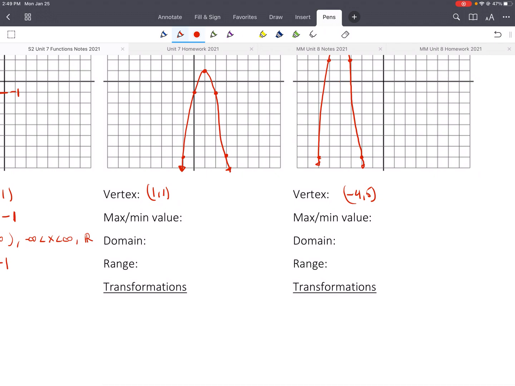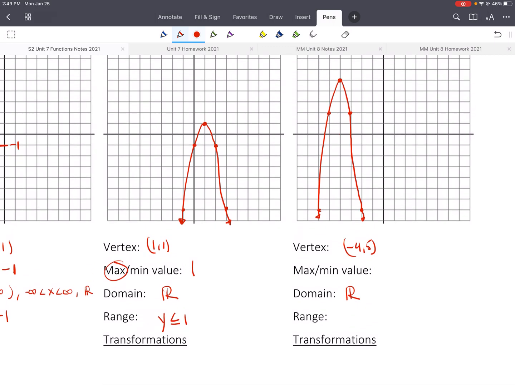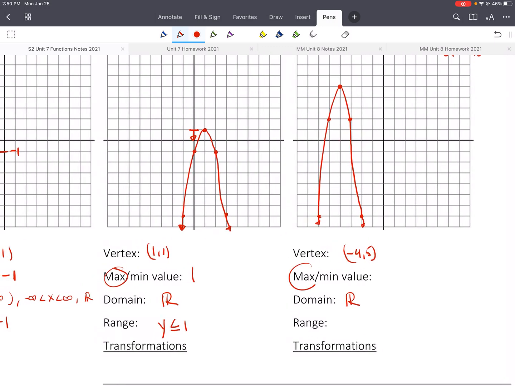So here we have a maximum value of 1. Domain, again, is all real numbers, and it's the same for this one. The range is going to be all y values less than or equal to 1. So if we look at our graph, we have y values here and below, nothing above that. So all y values less than or equal to 1. And then for the last one, we have a maximum of 5. And the range here is all y values less than or equal to 5.